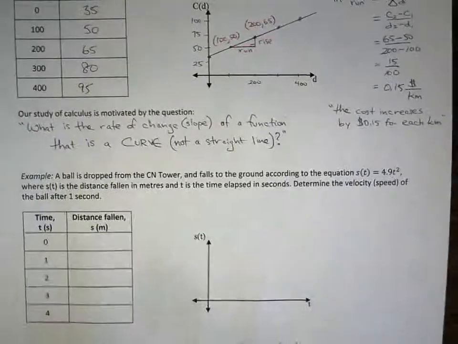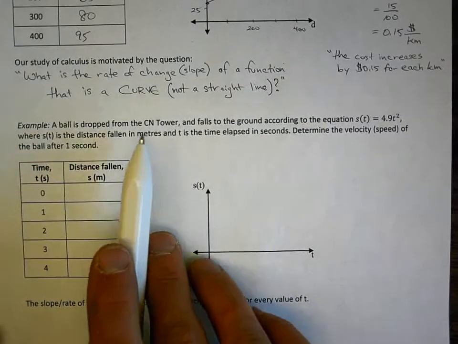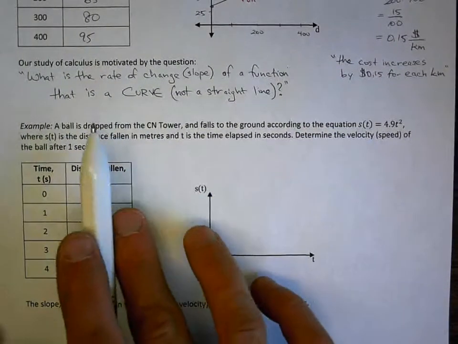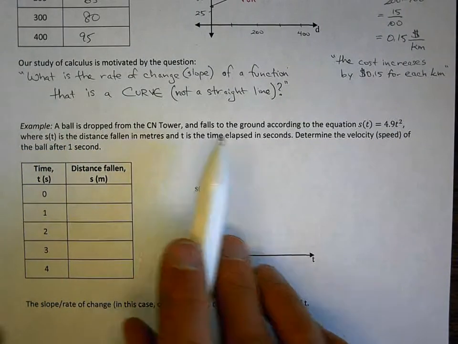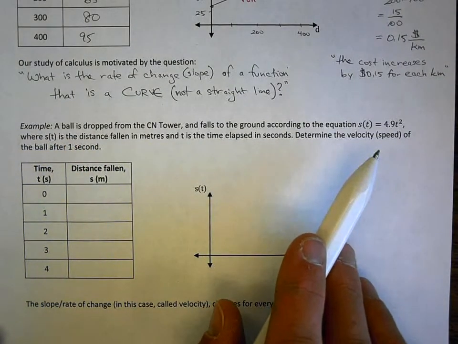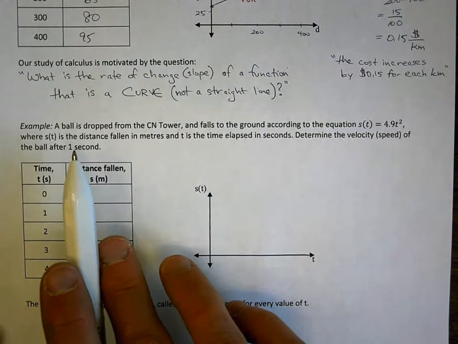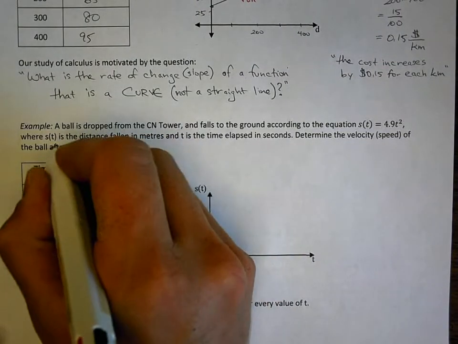So let's take an example. A ball is dropped from the CN Tower and falls according to this equation, where S is the distance it's fallen and T is the time. Determine the velocity of the ball after 1 second. I like this question. This is at 1 second.